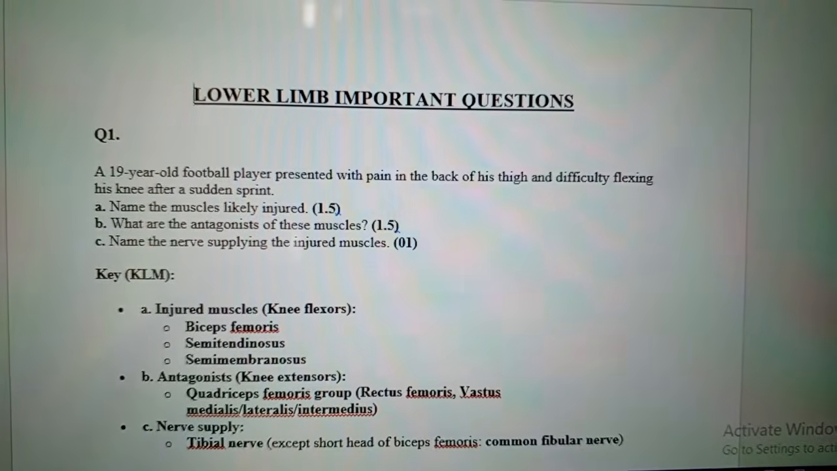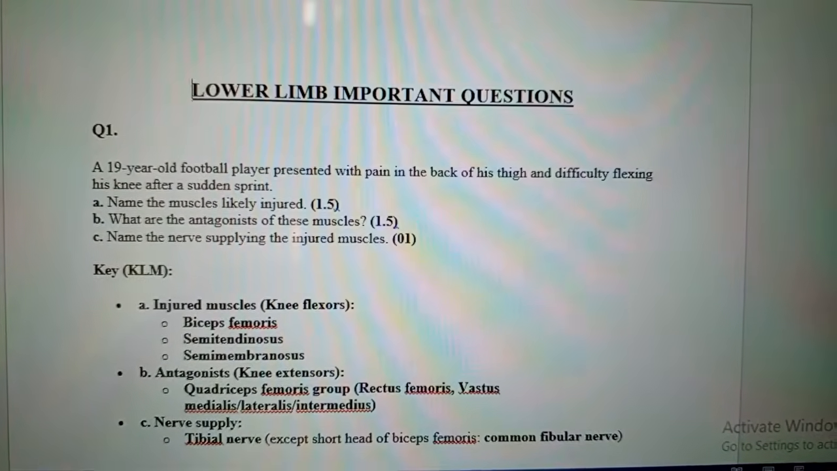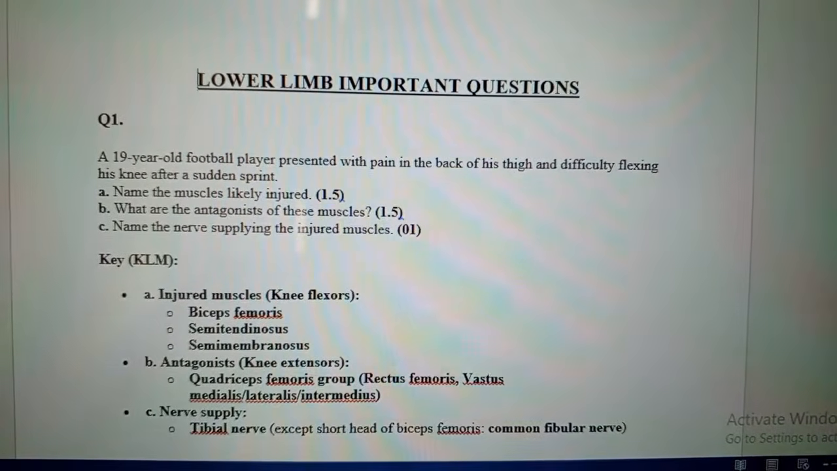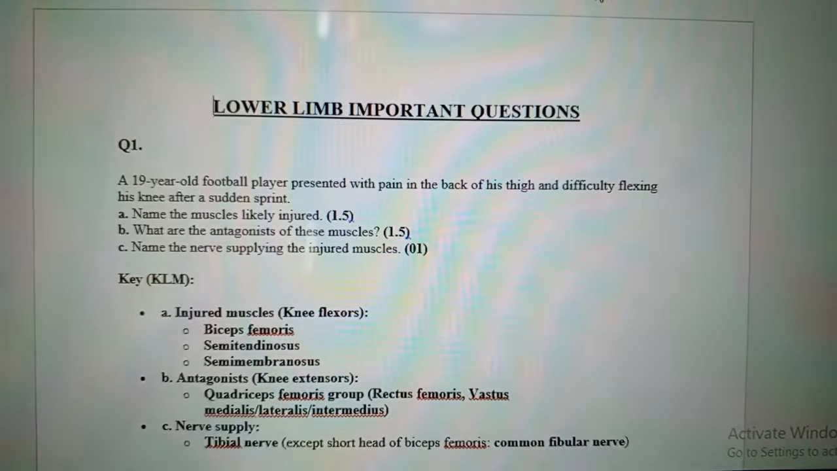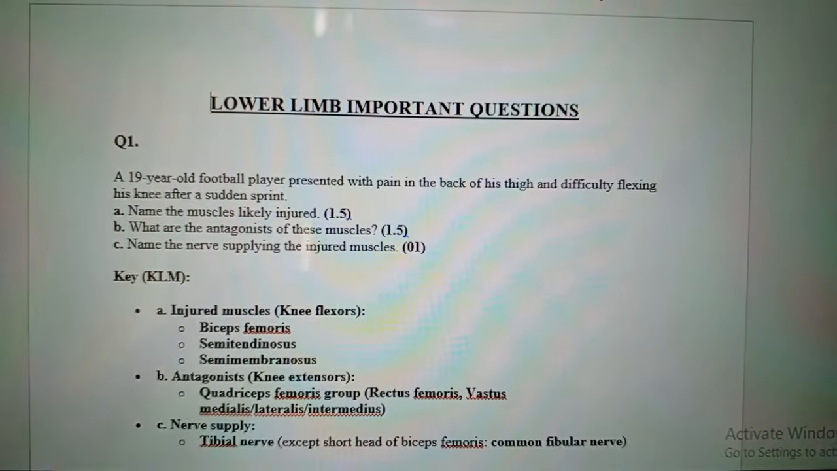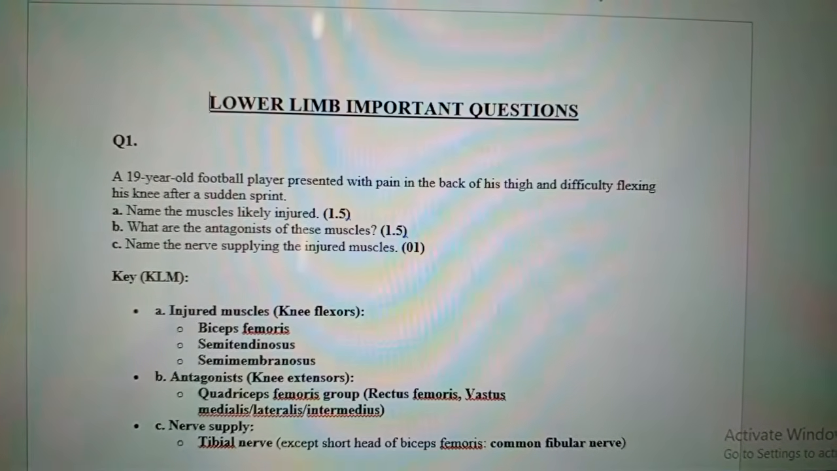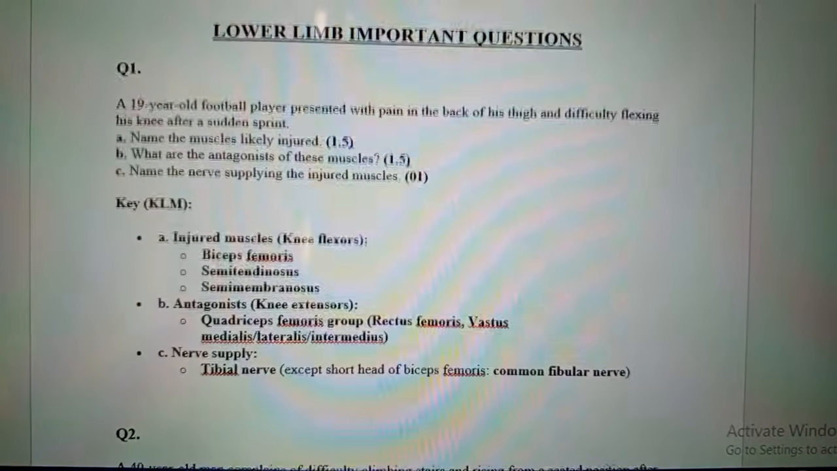Question number one is, a 19-year-old football player presented with pain in the back of his thigh and difficulty flexing his knee after a sudden sprint. Name the muscles injured and what are the antagonists of these muscles. Name the nerve supply of the injured muscles.